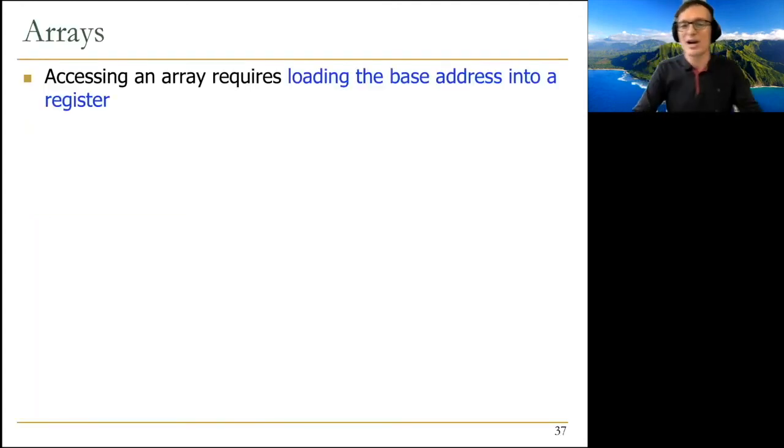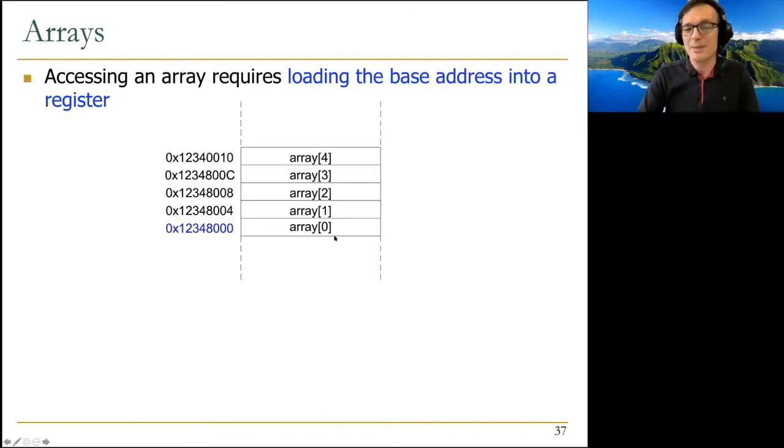Accessing an array requires loading the base address into a register, as we have seen earlier. So in memory, the array looks like this. Basically, you have a base register that points to the beginning of the array. And then each array element is a word in this particular case. And then each word is in the next word location, which has this byte address, as you can see over here on the left.